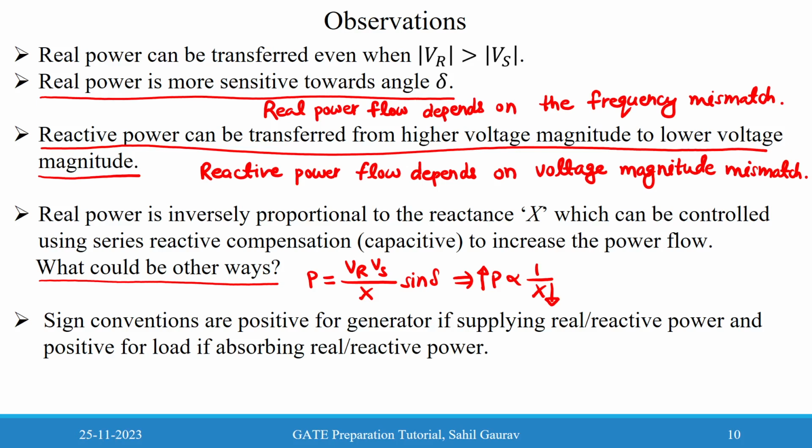Yeah, delta you can change, but what could be the other possibility to decrease the reactance? Sir, I am asking about how we can decrease the reactance. Okay, sir. So you can decrease the reactance by using bundle conductors.